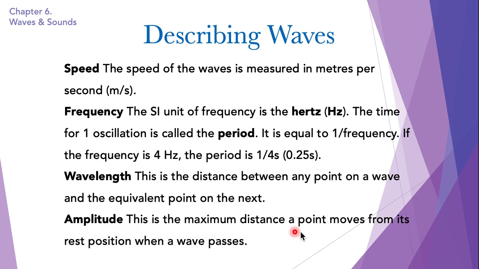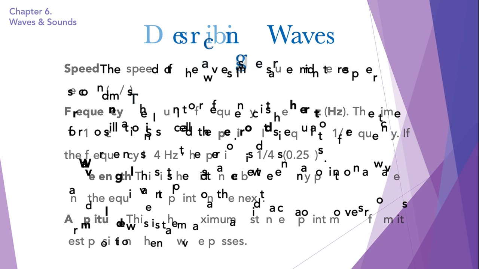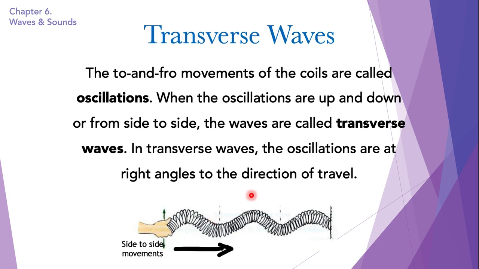This is the maximum distance a point moves from its rest position when a wave passes. So a wave is something like this. You can see it over here. This is a wave. So the magnitude of this wave would be the height of this wave from this rest position to the top. What is the height of the wave? This tells us the amplitude.